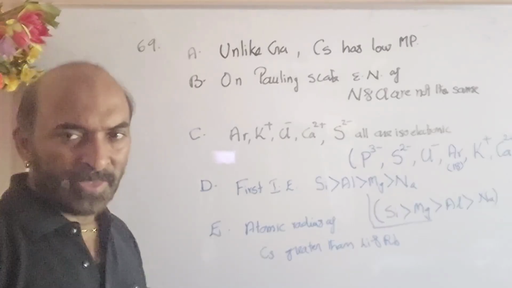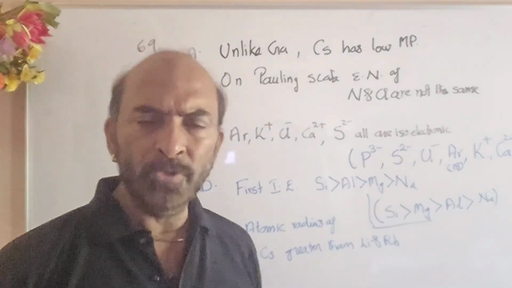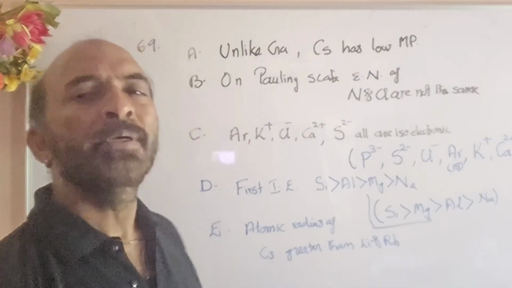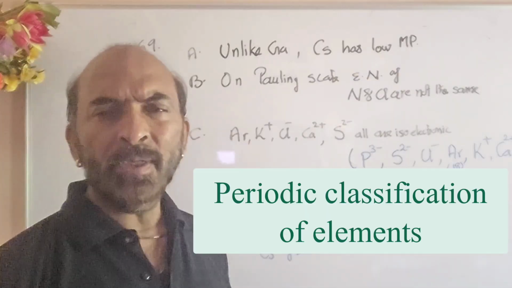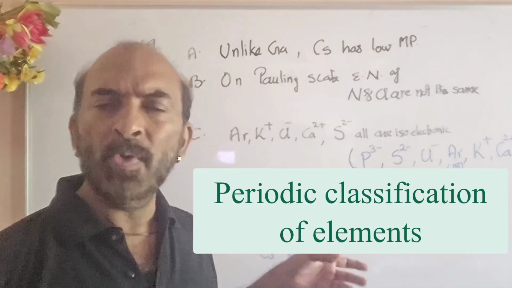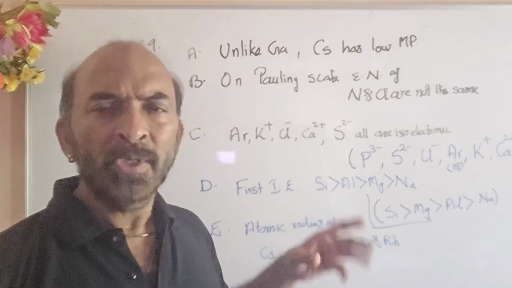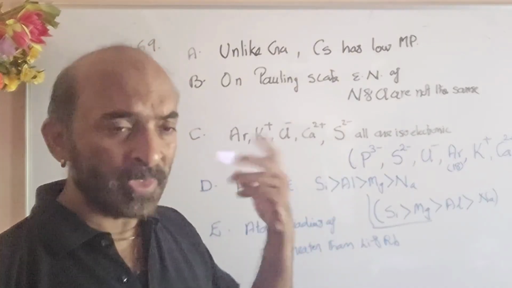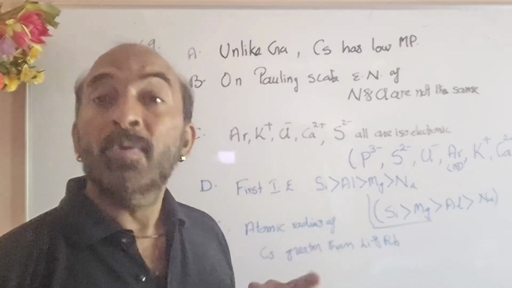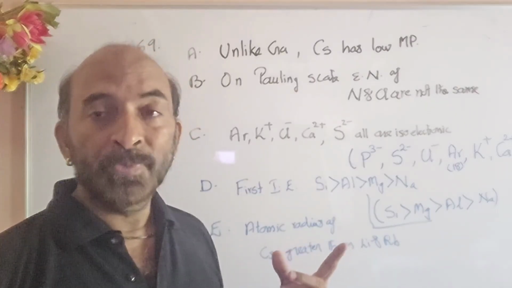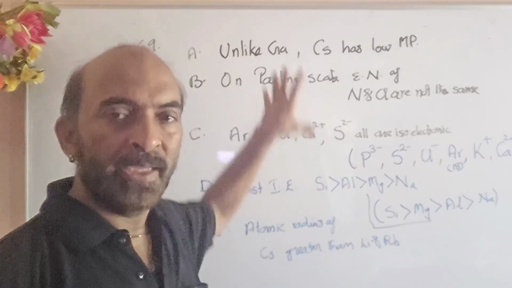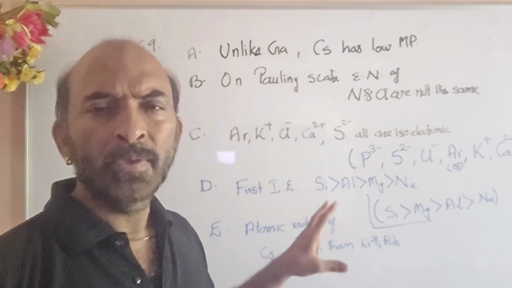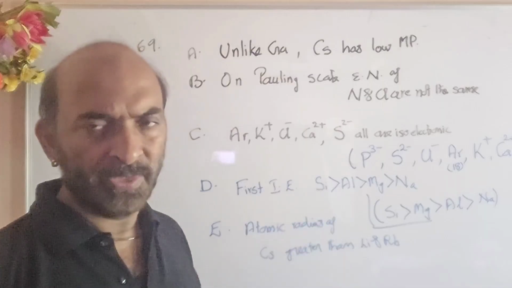The next question, it is from classification of elements and periodic table. 69 is the question number. And here they have given a set of statements and you have to identify which of them are correct. Such questions are always more risky because only if you know more than one idea, you can answer it. So such questions involving multi-information always involve more risk.